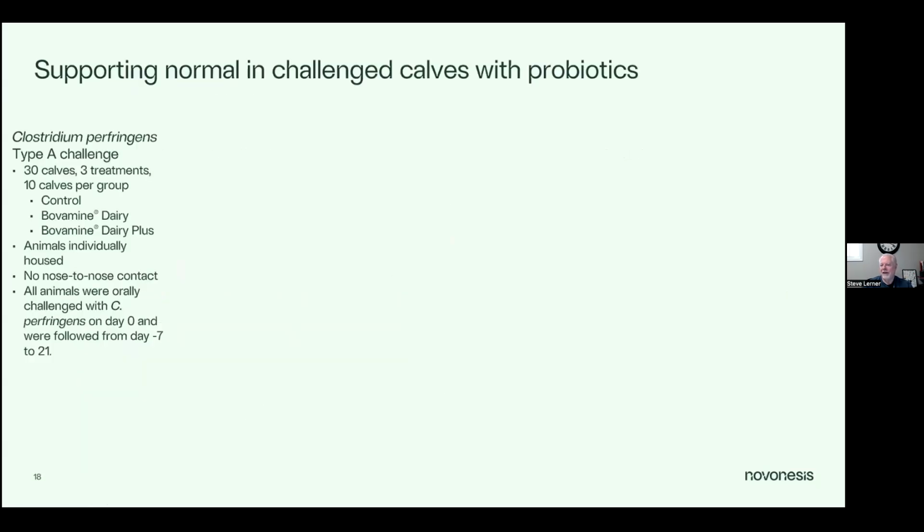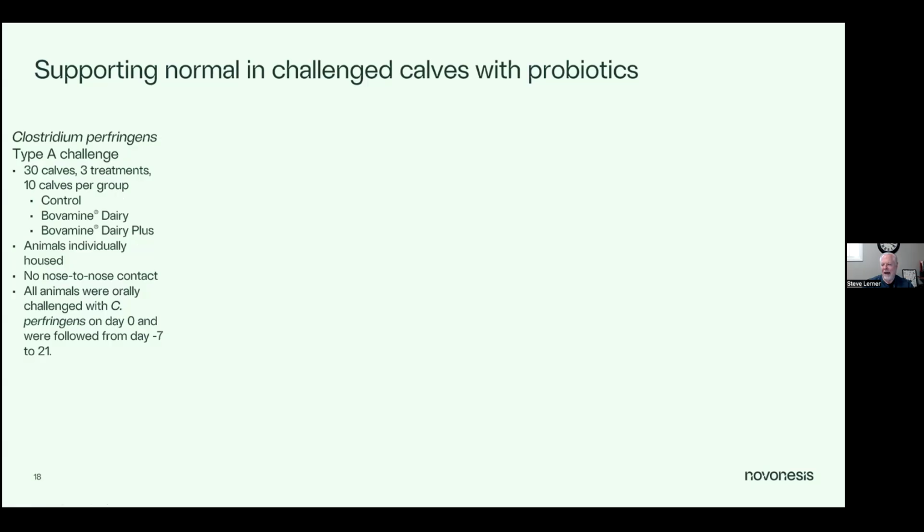The last thing we did was a bioassay. We took 30-day-old calves. These were colostrum deprived. Our goal was to look at the efficacy of this in calves as a potential opportunity to reduce the impact of Clostridium perfringens. The way this was run, these calves were put into three different treatment groups: a control, a Bovamine Dairy, and a Bovamine Dairy Plus group. They were housed individually with no nose to nose contact.